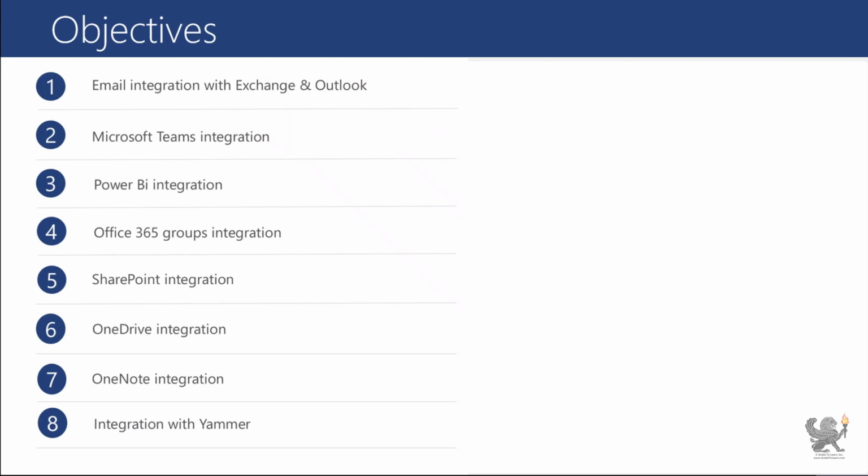So these are the objectives for today. We'll start with email integration with Microsoft Exchange and Outlook. Then we'll talk about the integration with Microsoft Teams. And after that, we'll cover the integration with Power BI, the integration with Office 365 Group, as well as SharePoint, and also OneNote and OneDrive. And lastly, the integration with Yammer.